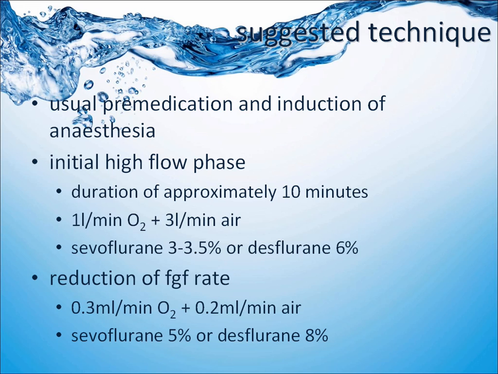And then you can reduce your flow rates down if you're using minimal flows, down to 500 mils per minute, setting your sevoflurane at a higher concentration, say about 5%, or your desflurane to about 8%. Remembering that because you've got less flow, you're carrying less volatile into the circuit.